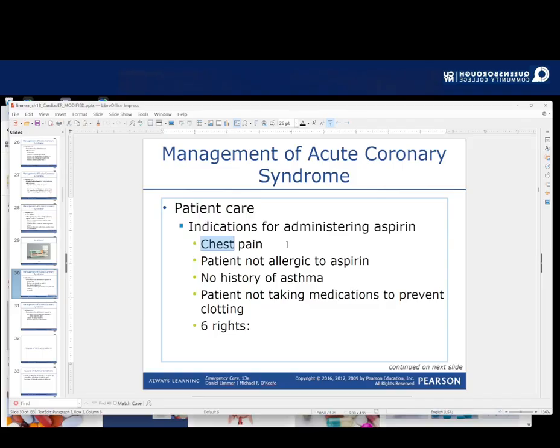But still, unless you can definitively confirm that it's not coronary, which is kind of hard to do, and it's kind of not our job, then you only give aspirin for chest pain. Of course, don't give anything to anybody if they're allergic to it, which is why you should ask the SAMPLE questions before you give any medication.